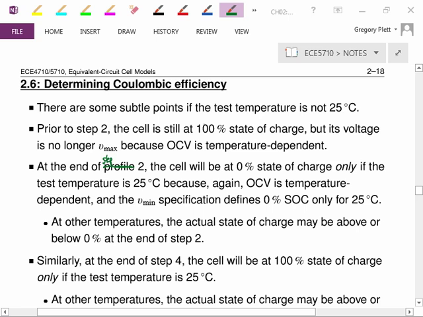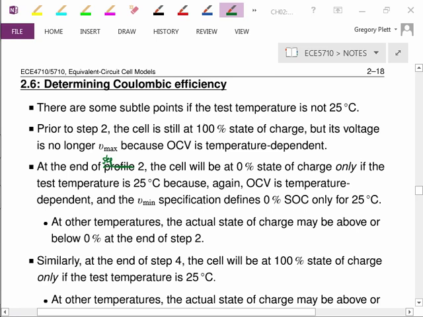It might be handy to have your notes open to the previous section as I go through here, because I'm going to be referring to different step numbers in those testing scripts, and for you to be able to compare back and forth to what I'm talking about. So in the first test script, we start with a fully charged cell. It's at 100% SOC before I begin.